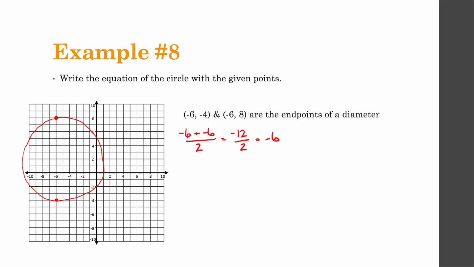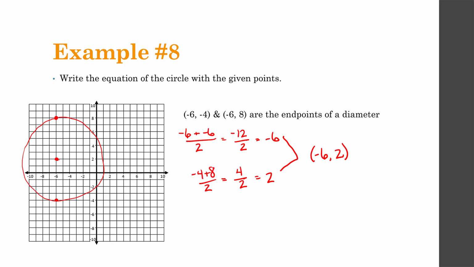And then do the same thing for the y values. -4 plus 8 over 2. Add them and then divide by 2. -4 plus 8 is 4, divided by 2, is 2. So these points here make up the center, -6, 2. And I can go ahead and plot that on my graph.